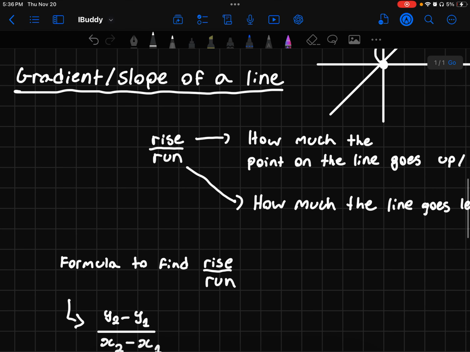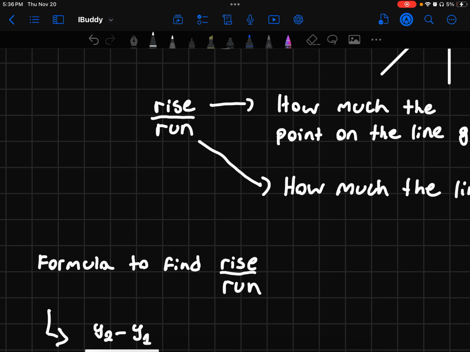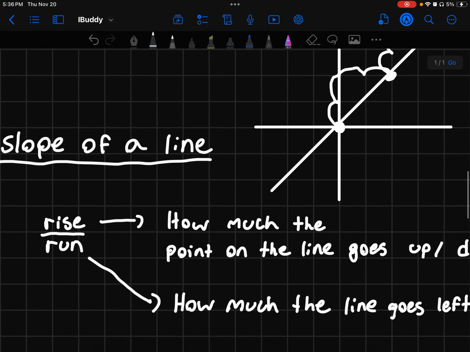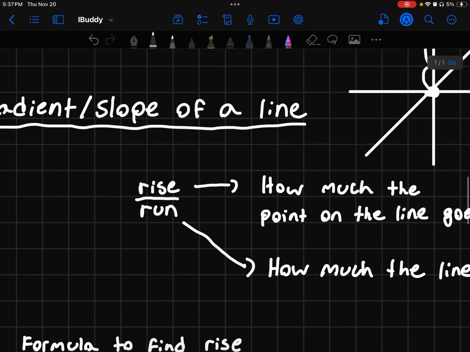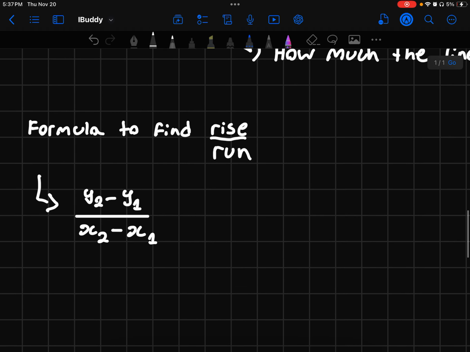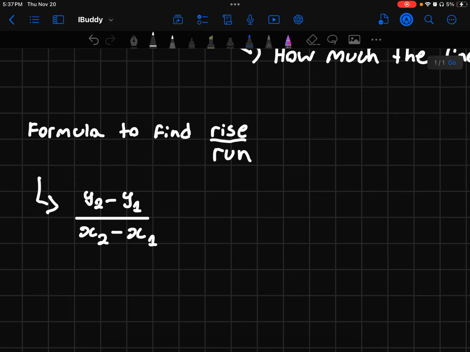So, the formula to find rise over run is only needed if you don't have a graph given, because you can just figure out the rise over run if you have 2 points. Since this is 2, 2, and this is 0, 0, we know that it goes 2 right and 2 up. So rise over run would just be 2 over 2. But let's say we don't have a graph. We only have points. So here it would be y2 minus y1 over x2 minus x1.